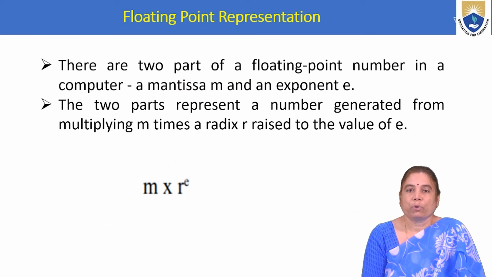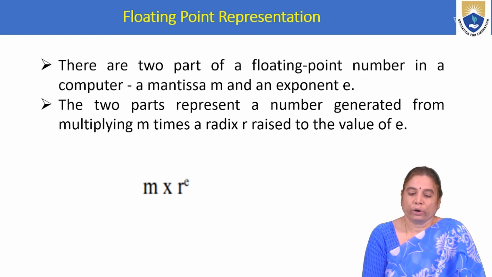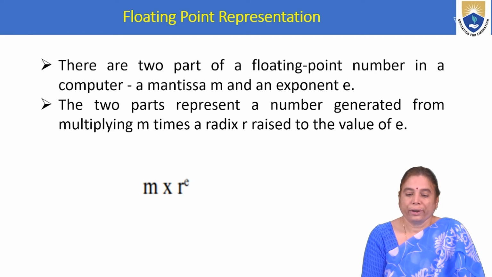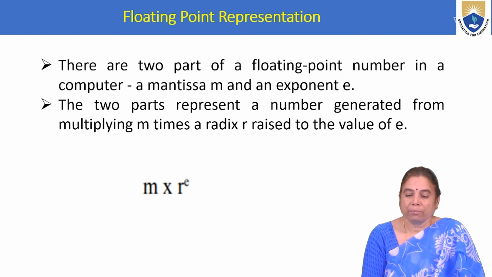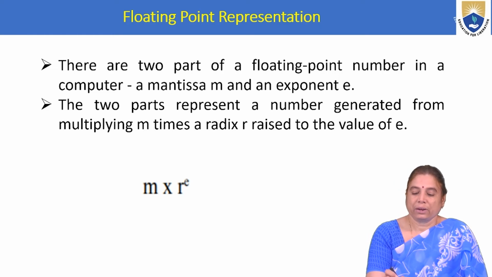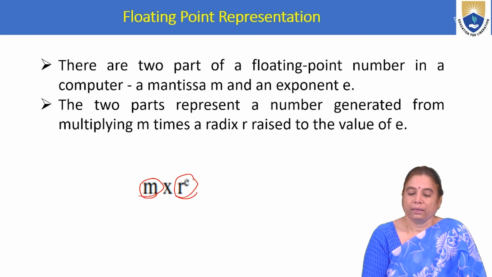What are floating points? The numbers with a fractional part can be treated as floating points. These floating point numbers can be represented using two parts: a mantissa m and an exponent e. These two parts are generally represented as mantissa m times radix power exponent e. This is the form to represent floating point numbers.